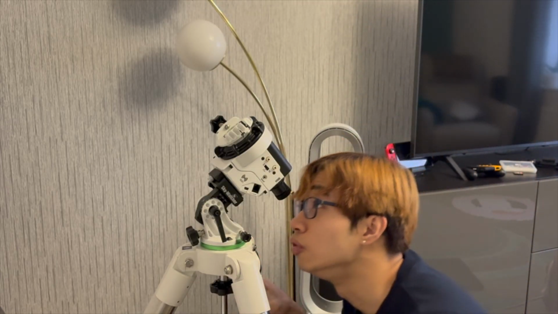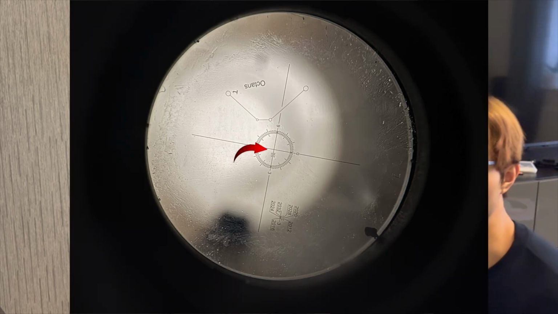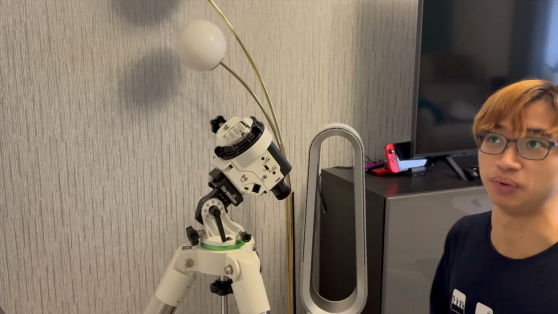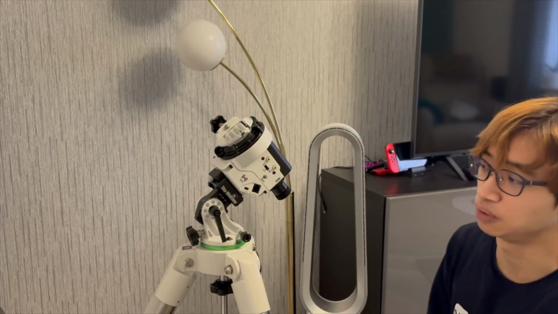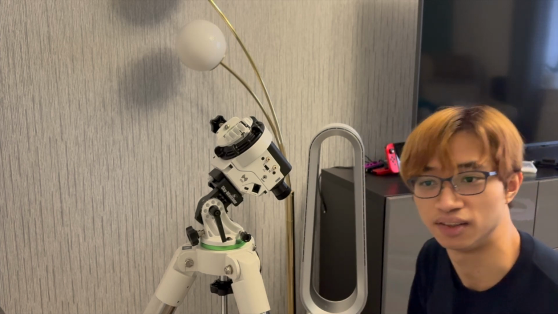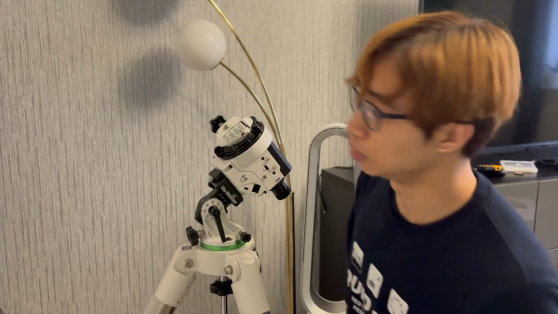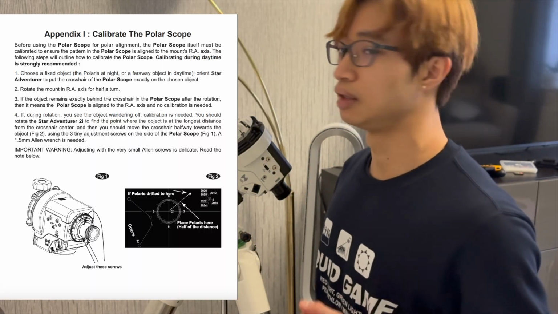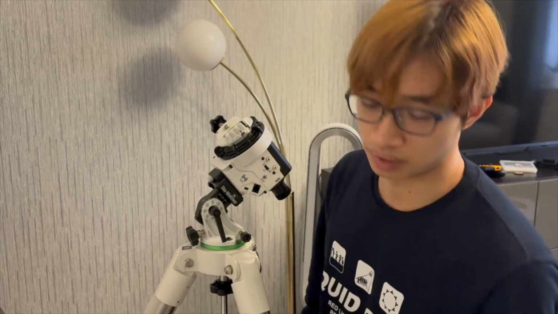When you look through the polar scope, you're going to see a reticle which has a circle and then a crosshair in the middle. Make sure that crosshair is calibrated. I'm not going to dive deep into how to calibrate the polar scope. It's very technical, but if you don't know how to, this tracking mount comes with an instruction manual, and it has all the details about how to do it.